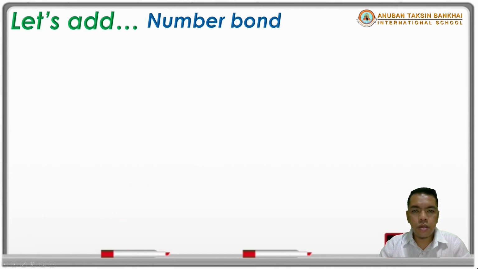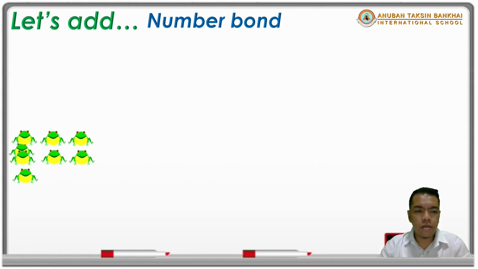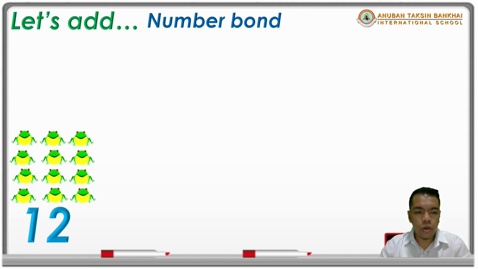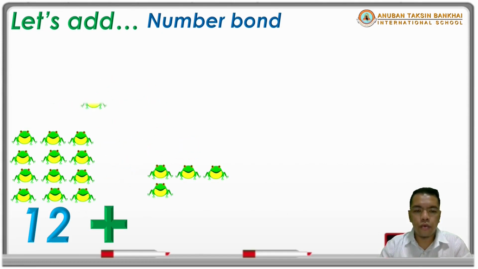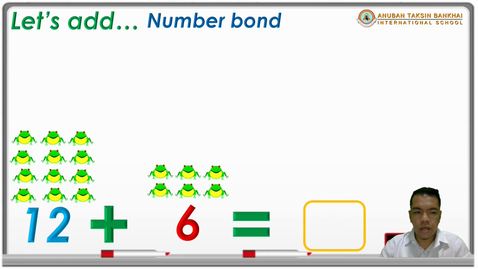Let's add using number bond method. We have here a frog. How many frogs do we have? 1, 2, 3, 4, 5, 6, 7, 8, 9, 10, 11, 12. We have 12 frogs. Then let's add another 6 frogs. 12 plus 6 is equal to blank. How many frogs do you have?